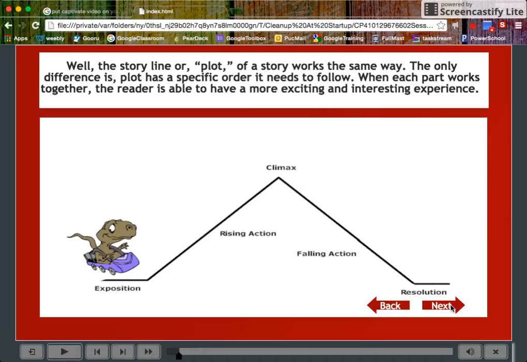Well, the storyline, or plot of a story, works the same way. The only difference is, plot has a specific order it needs to follow. When each part works together, the reader is able to have a more exciting and interesting experience.